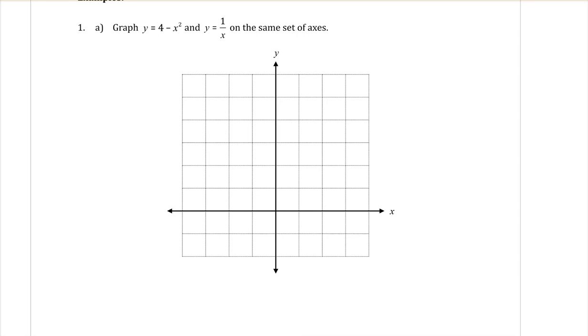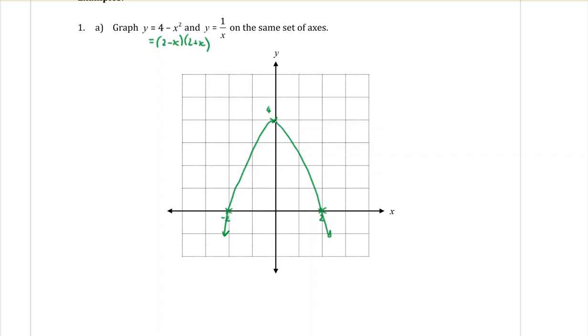Hopefully you've remembered all your graphs from your year 11 work. That first one is a parabola, concave down, correct. If I factorize it, it would be 2 minus x, 2 plus x, and that means that I could read off my zeros. So there would be an intercept at positive 2 and another one at negative 2. What is the y-intercept? You should be able to read that straight off the equation. 4, correct. So 1, 2, 3, 4.